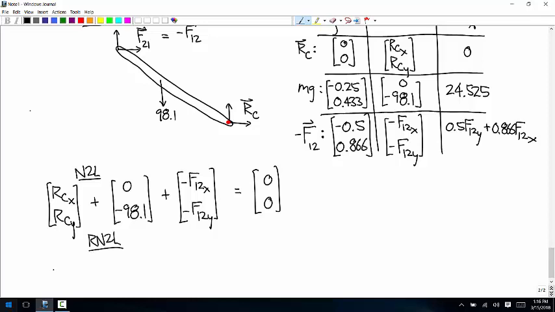And the moment equation says 24.525 plus 0.866 F12x plus 0.5 F12y is equal to 0.